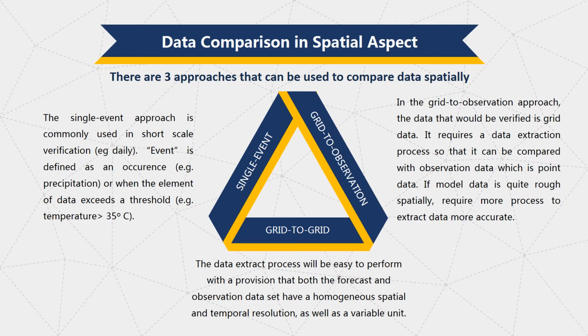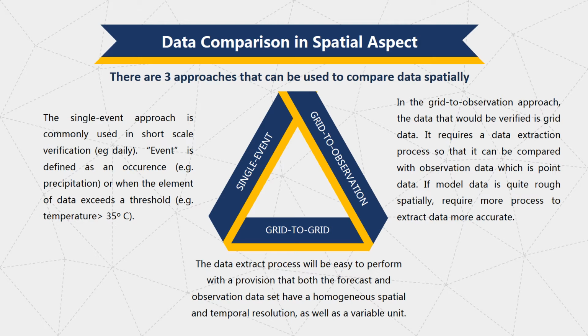And next is grid to observation. In grid to observation approach, the data that will be verified is grid data. It requires a data extraction process so that it can be compared with observation data, which is point data. If model data is quite rough spatially, it requires more process to extract data to be more accurate.